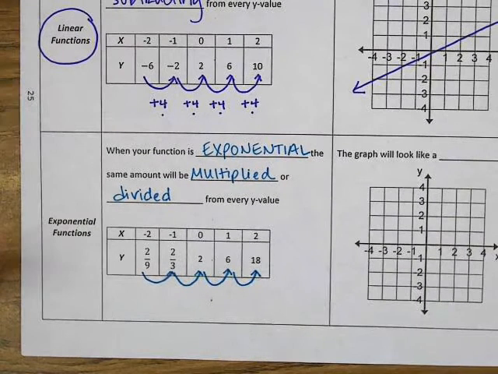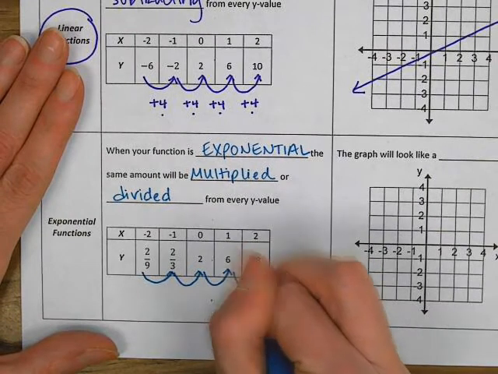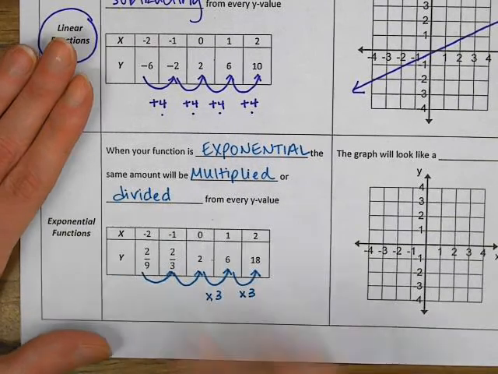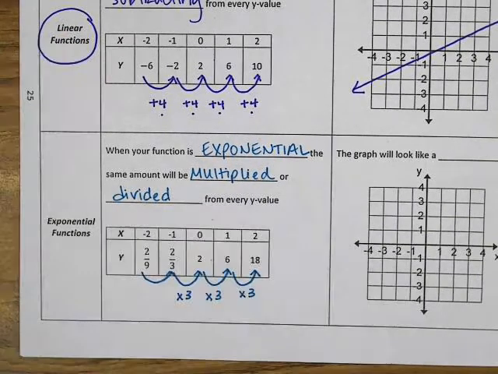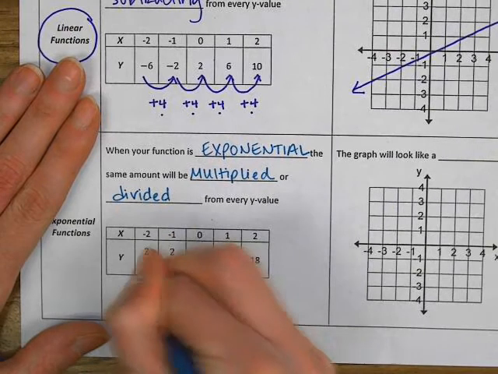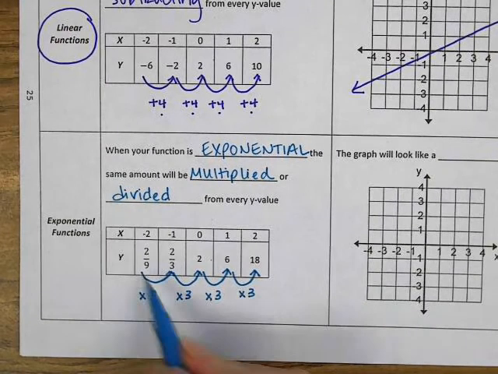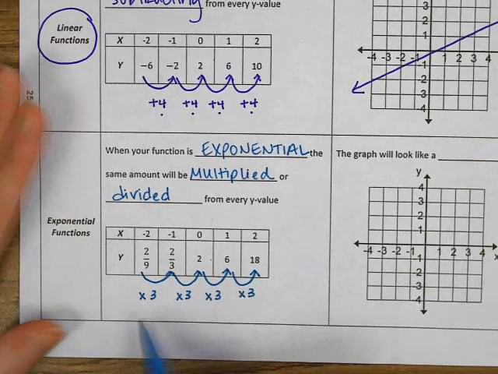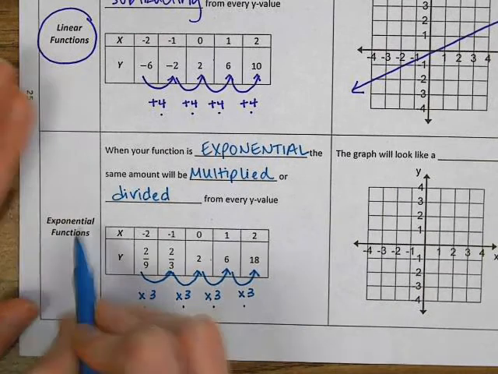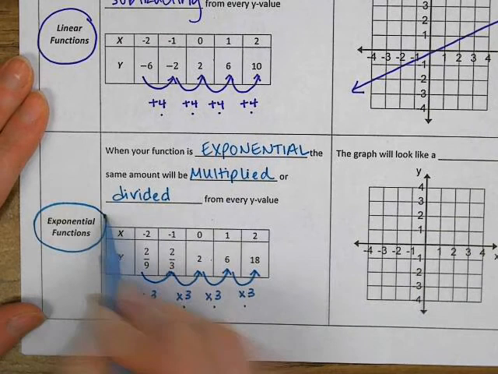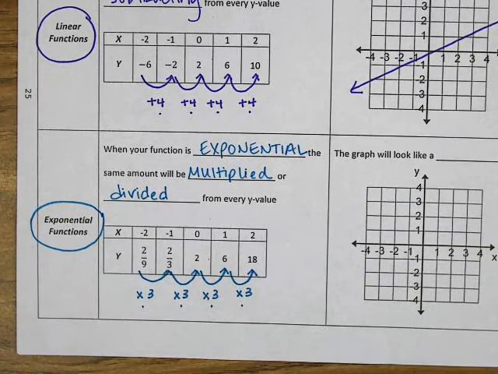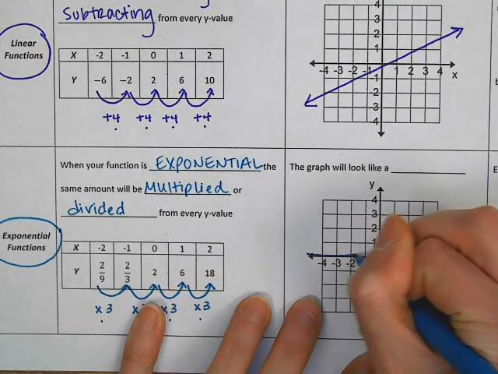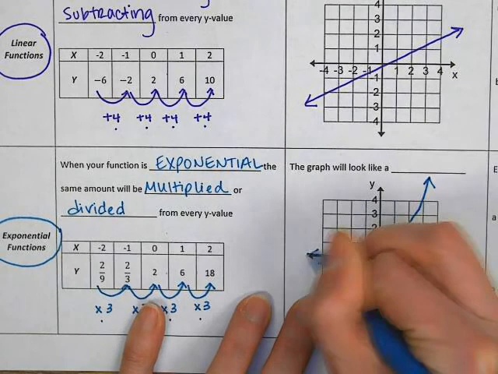So it's a little hard to see, so I'm going to start with these. 6 times 3 is 18. 2 times 3 is 6. 2/3 times 3 is 2. And 2/9 times 3 is 2/3. I know that this isn't very easy to see, but you can check it in the calculator. So when the change is multiplying or dividing, that means it's an exponential function. And just a reminder, an exponential function looks like a curve that's either going up or down.